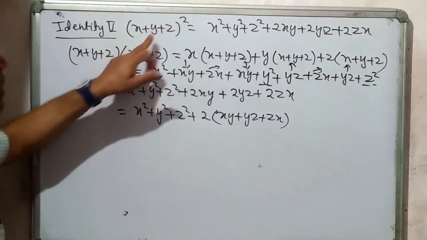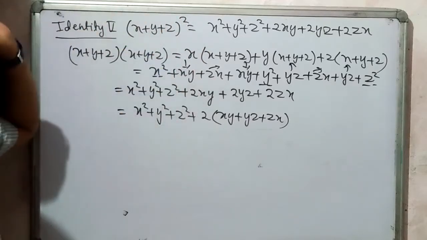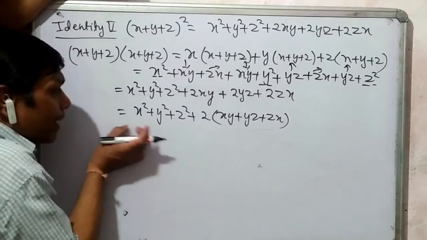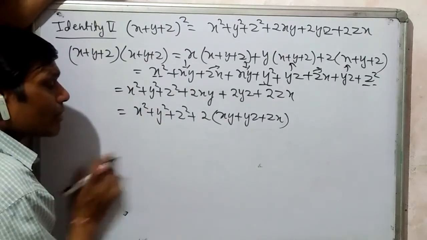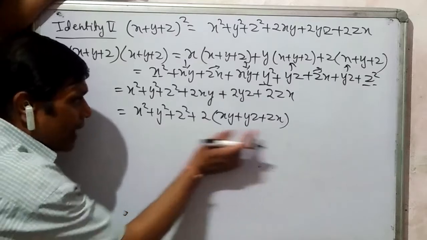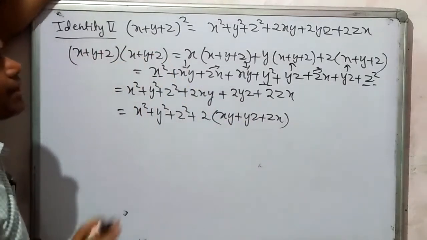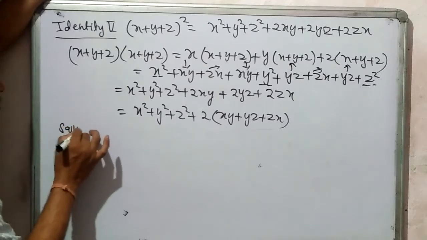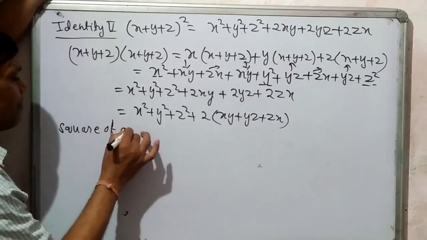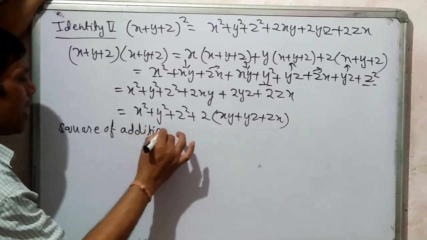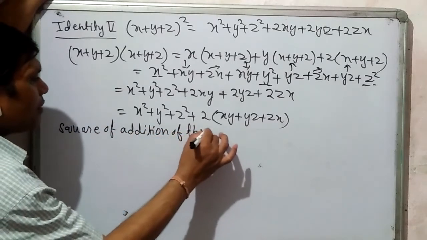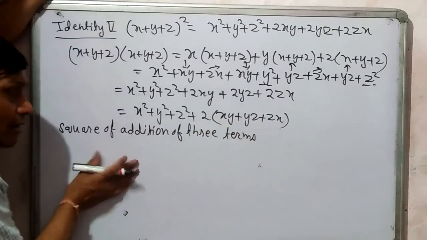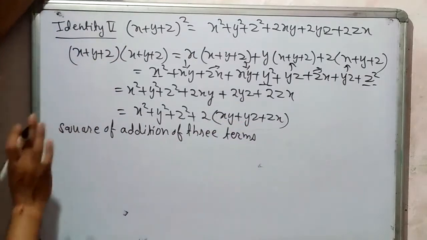The square of the sum of three terms is the same as adding up their individual squares plus twice the addition of the product of two taken at a time. I'll write it. Square of the addition of three terms. What is the meaning? First we are adding, then we are operating a square.